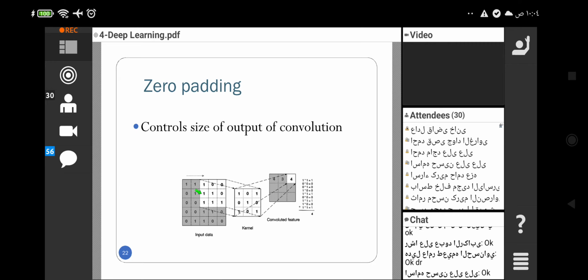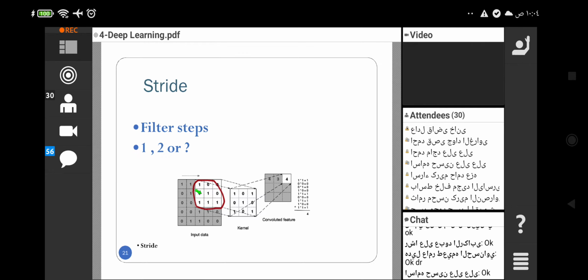Okay, so a step is very important. Why is it important? Because it is controlling the size of the output. In this example, if the step is 1, the number of features would be 9. And if the step is 2, the number of features would be 4. So the step is important.